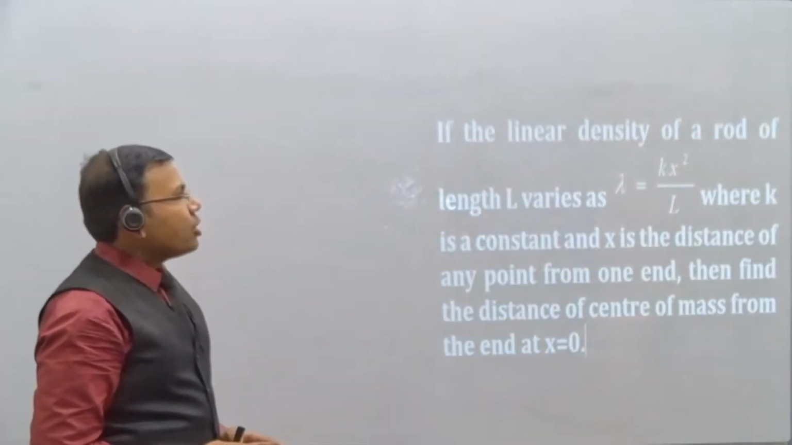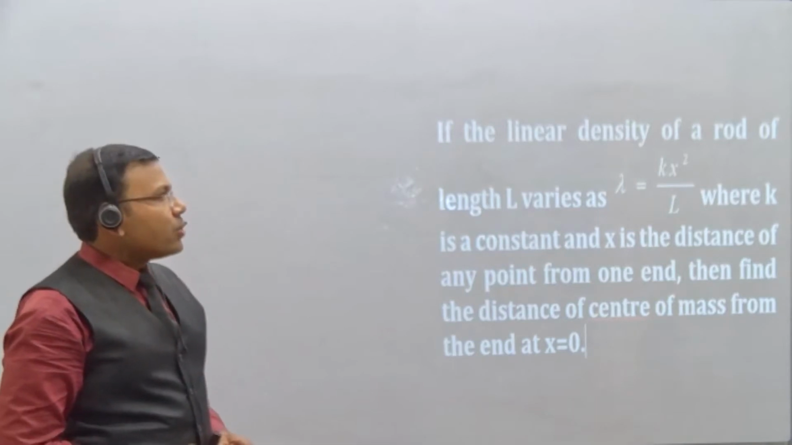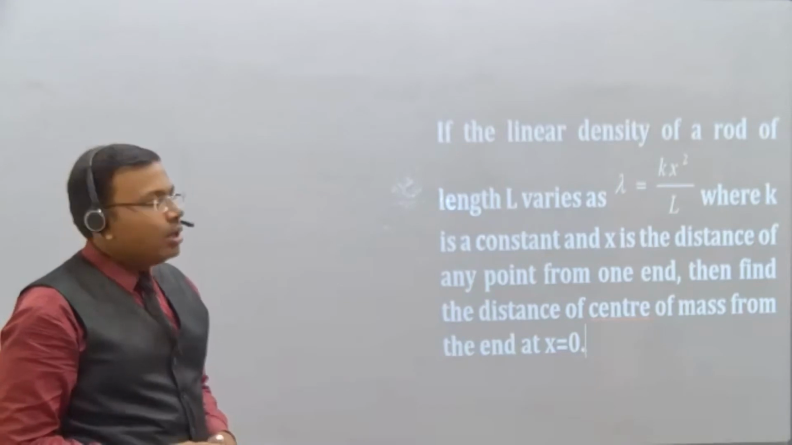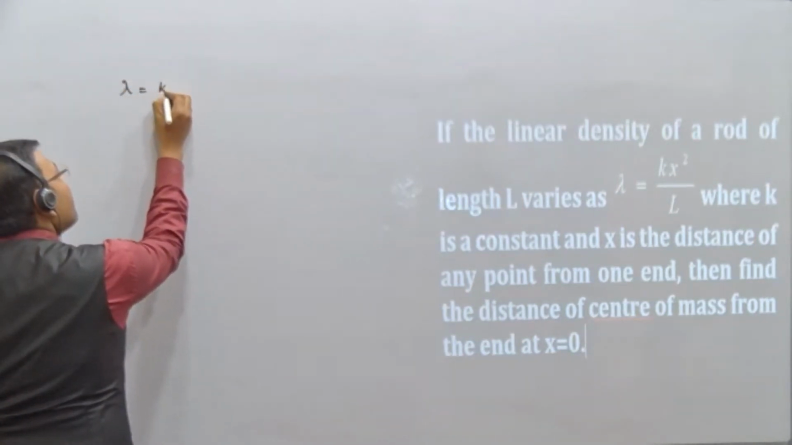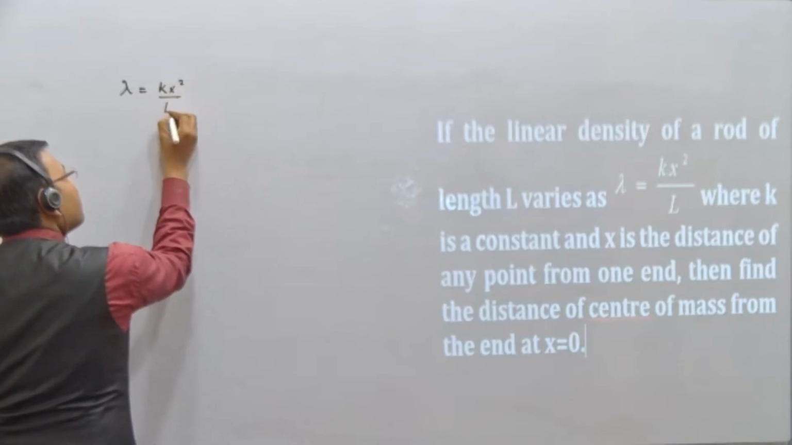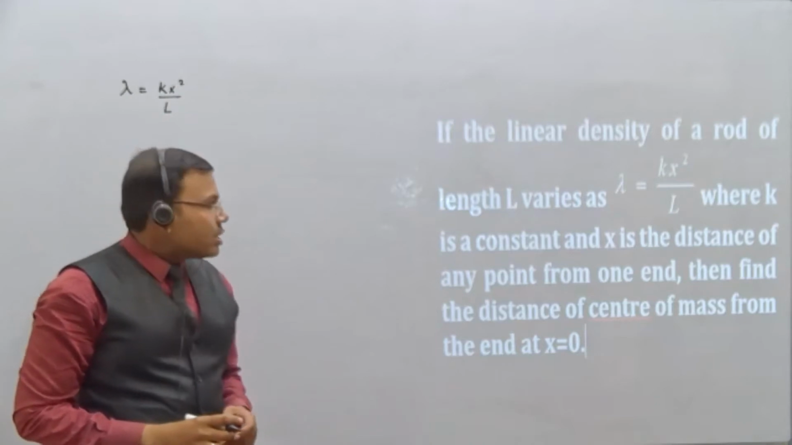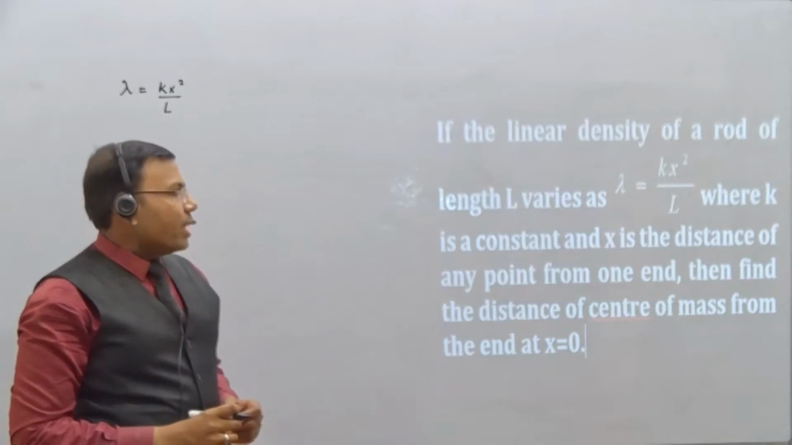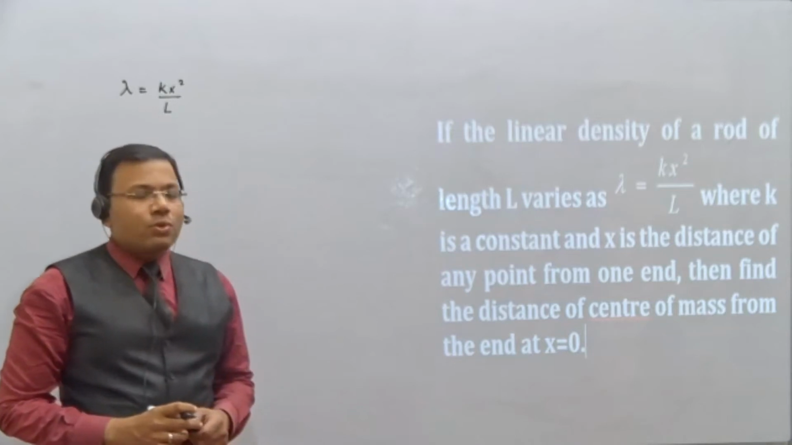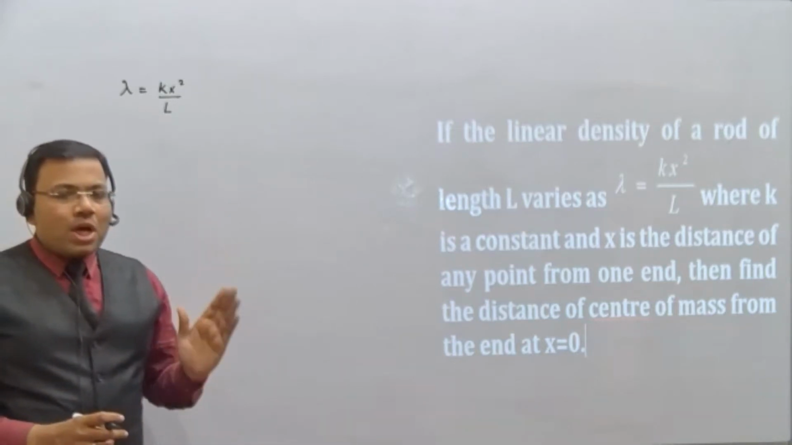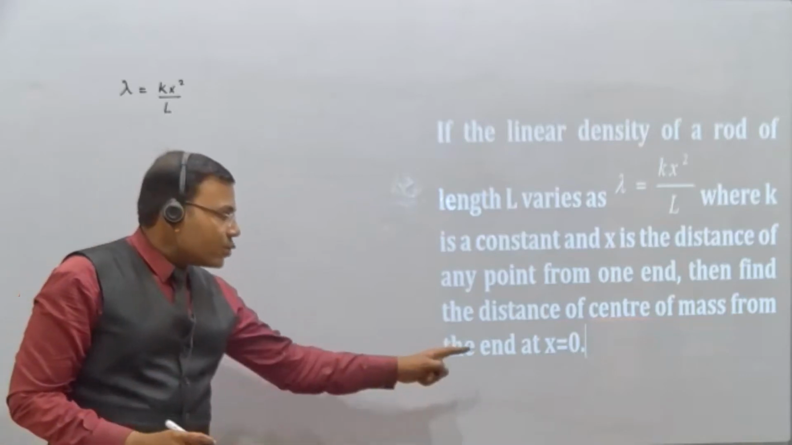If the linear density of the rod of length L varies as lambda equals kx square by L. So here linear density is given. We can write lambda equals kx square by L, where k is a constant, x is the distance of any point from one end, then find the distance of the center of mass from the end at x equals 0. So we have to start calculating the center of mass from the end x equals 0.